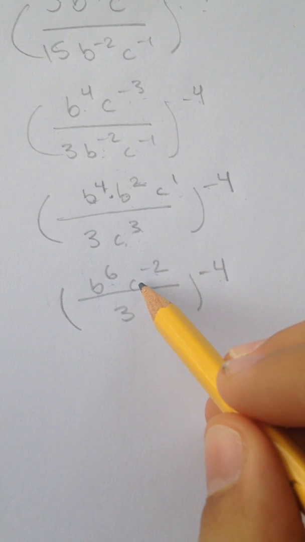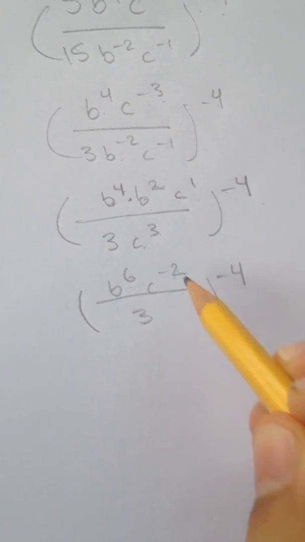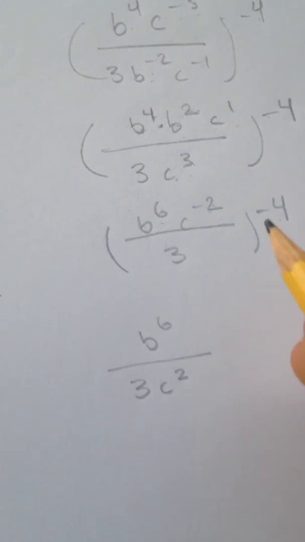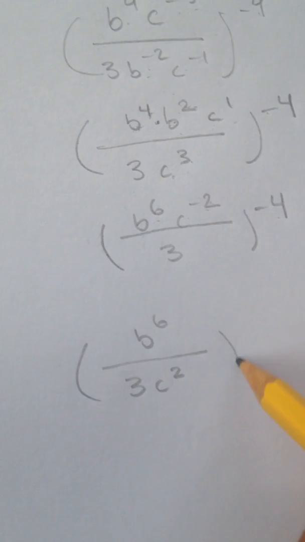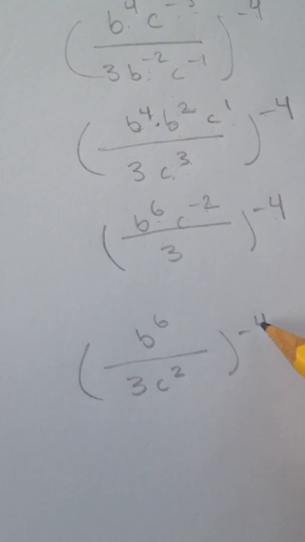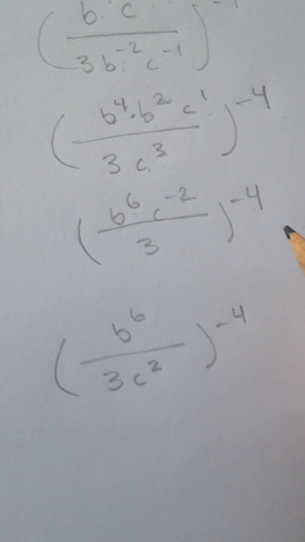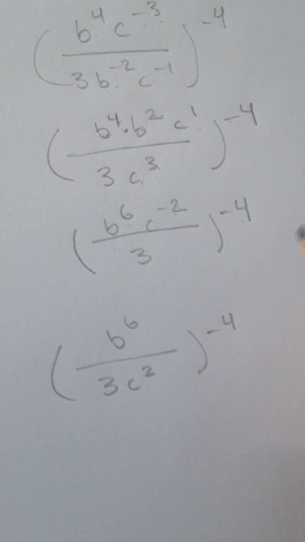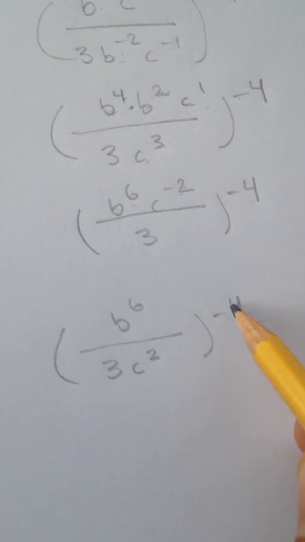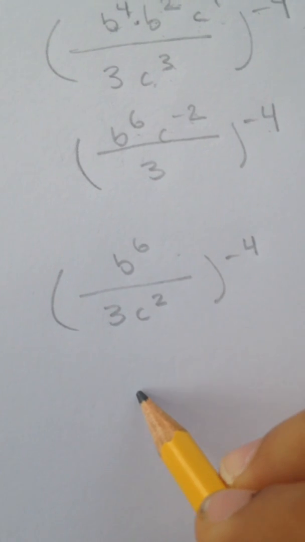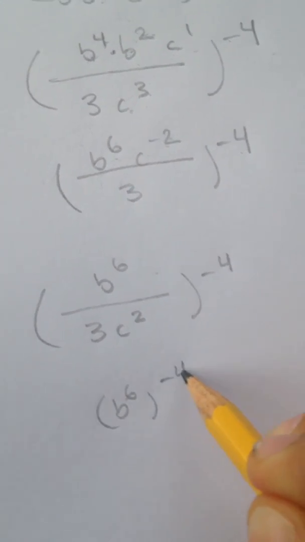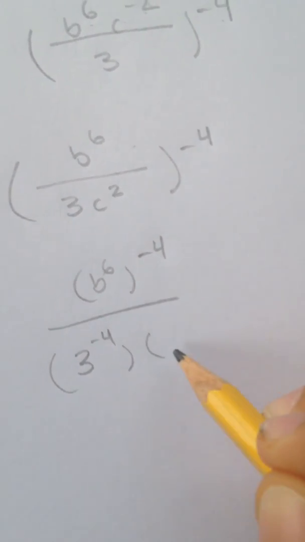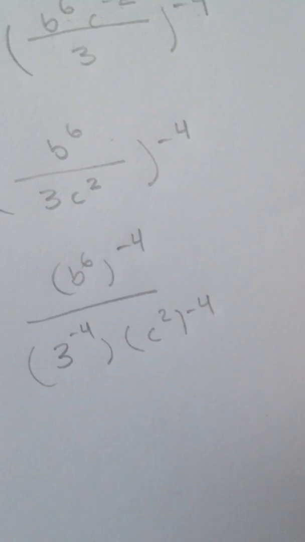So again, I see I have a negative exponent. I'm going to move it to the bottom. And when I move it, it becomes positive. Raised to the negative 4, everything. And now there's nothing left for me to do on the inside, so I have to use the negative 4. Since it's a fraction, I have to distribute it to the top and the bottom. Like that.